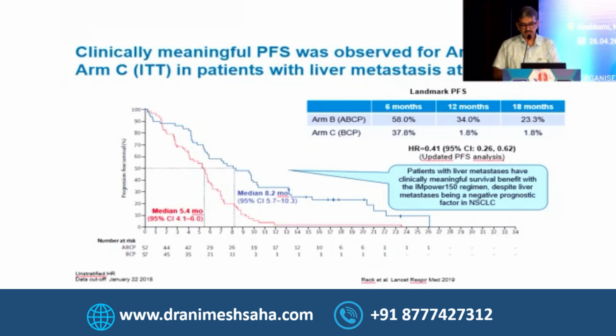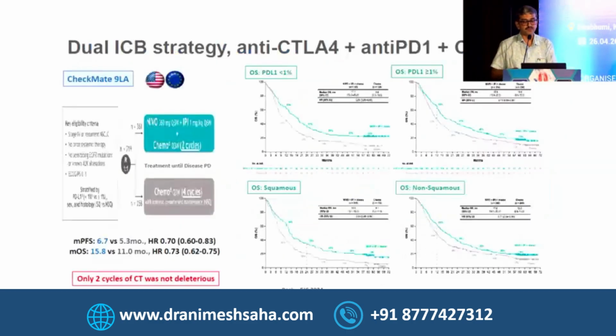So definitely, if a patient has disseminated liver metastasis, irrespective of the PD-L1, ABCP will be the better option, selected from the data subgroup shared from the IMpower150. Again, dual inhibitors. If we look at the CheckMate 9LA, the anti-CTLA-4 plus PD-1, Nivo-EP combination.